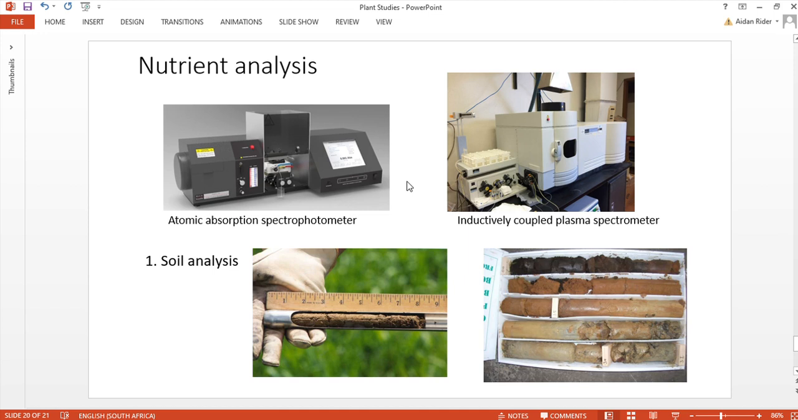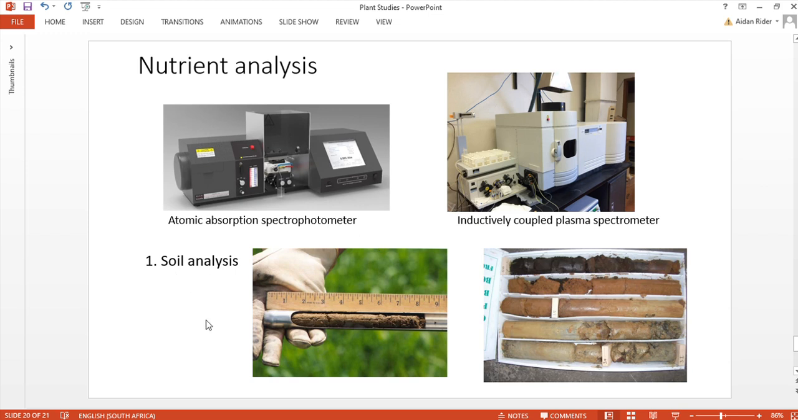Either a soil sample or within a plant, to see how much of what the plant actually absorbed and how much is inside the plant. So the first way of doing it is doing a soil analysis. You can either take samples of the soil and then send that to the researchers so they can find out how many nutrients or what type of nutrients are inside the soil itself.